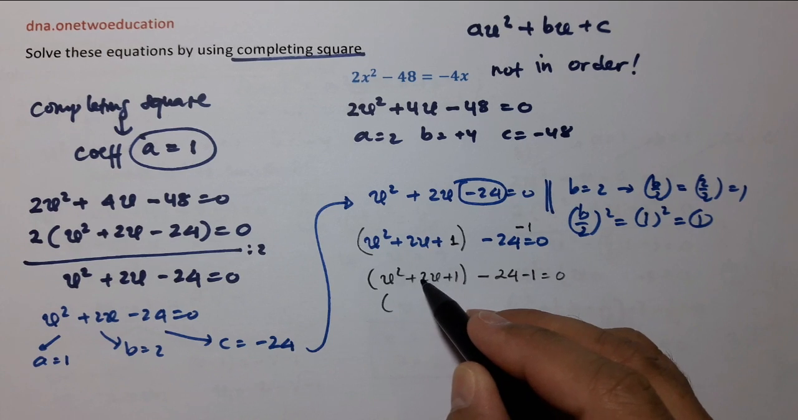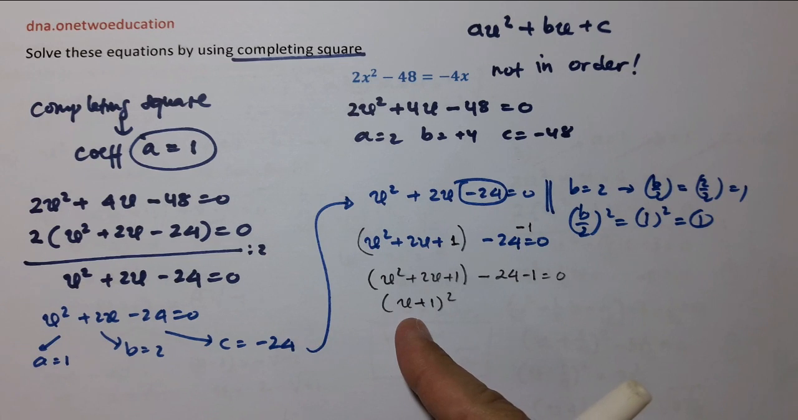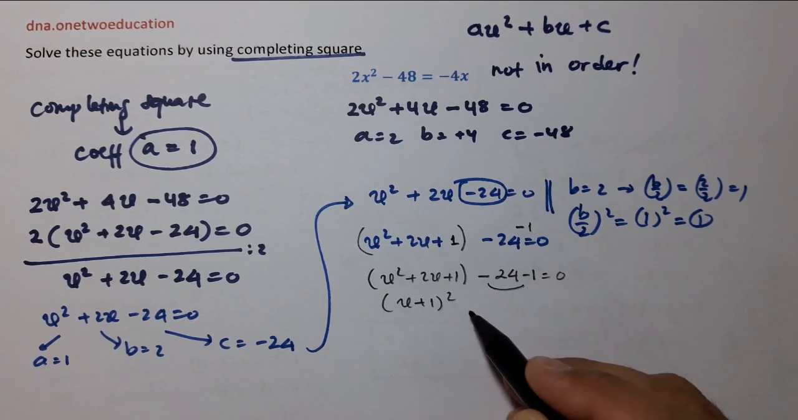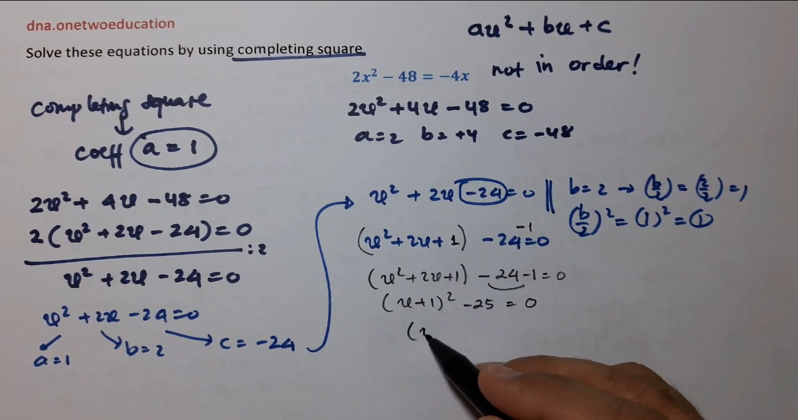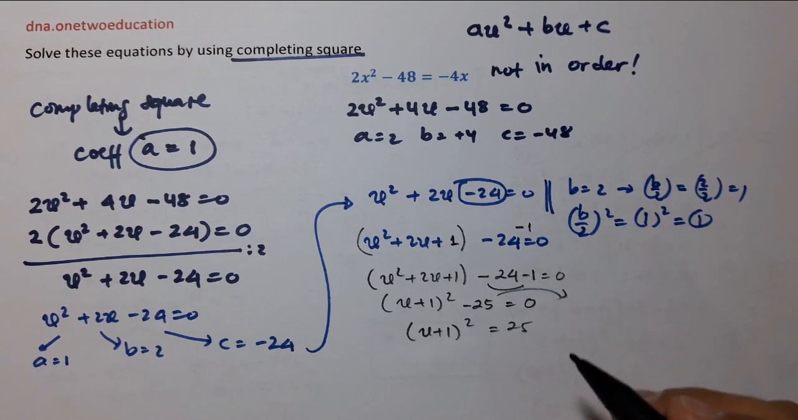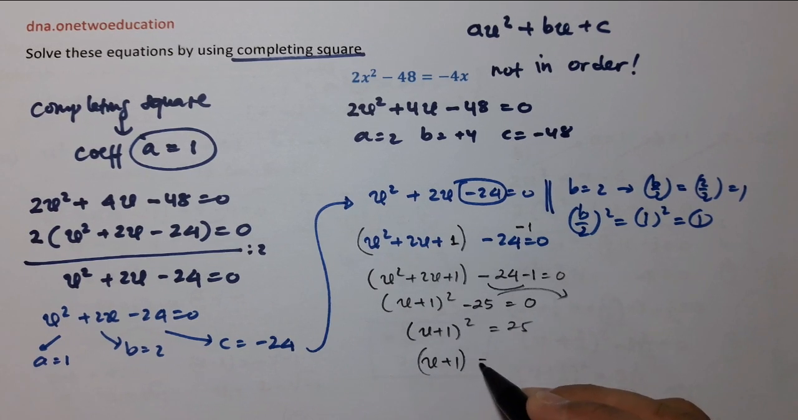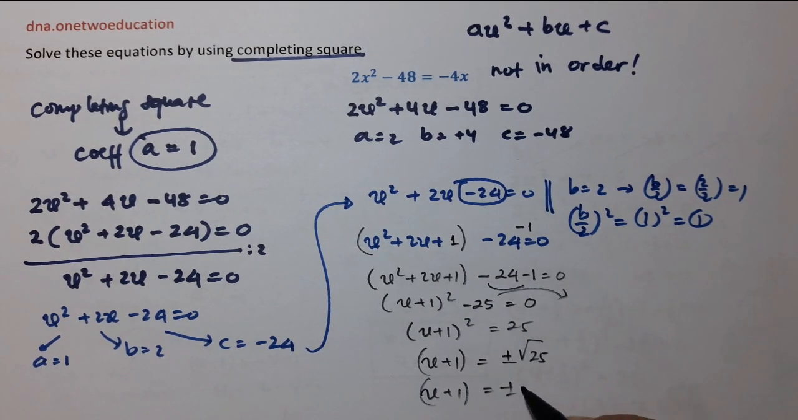So this one is (x plus 1) squared, right? Did you remember the formula? Correct: (a plus b) squared equals a squared plus 2ab plus b squared. Okay, next, this one is minus 25 equals 0. Clear? Next, (x plus 1) squared equals 25. Move here. So x plus 1 equals plus or minus the root of 25, so x plus 1 equals plus or minus 5.